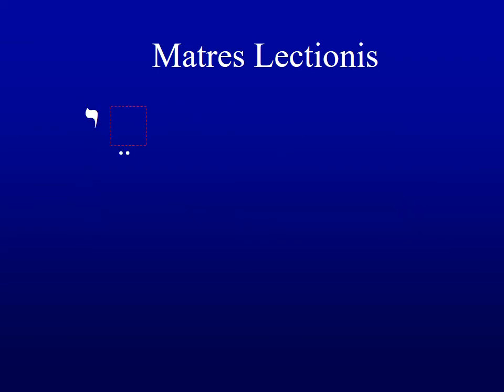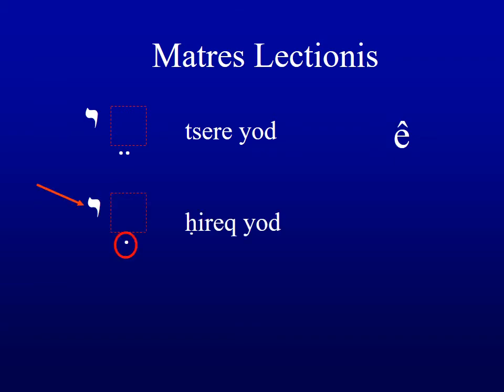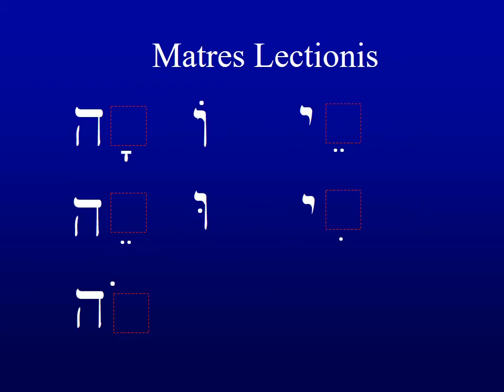Finally, we have our maters that are formed with a yod. This one is a tsere plus a yod. It's called a tsere yod, pronounced like a tsere. Here we have a hirek yod, called a hirek yod, pronounced like a hirek, long E, always long E.